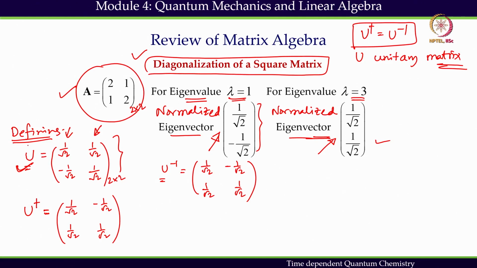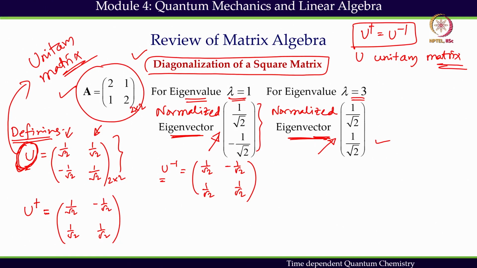So, the matrix which I have defined with the help of the individual eigenvectors turns out to be a unitary matrix. That is going to be a unitary matrix always. So, the matrix which I am forming with the help of the normalized eigenvectors of a matrix will always be a unitary matrix.